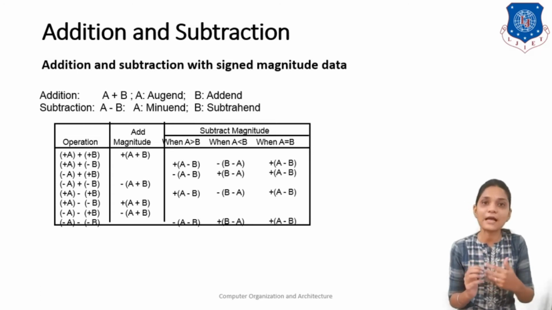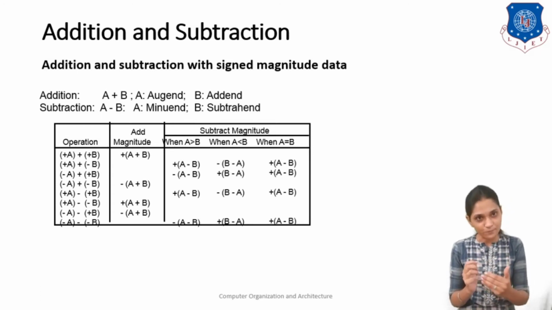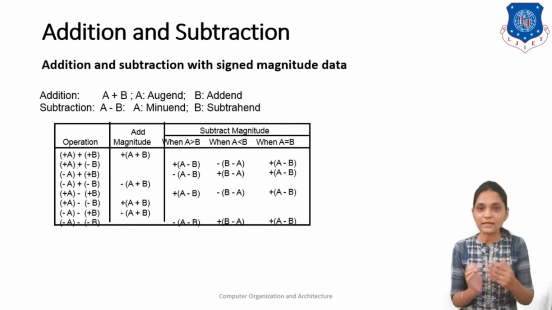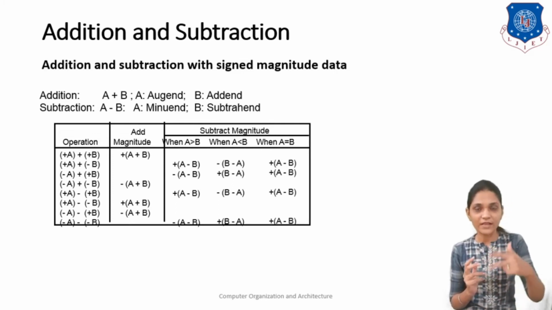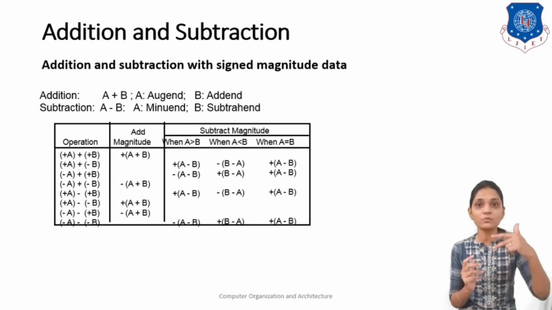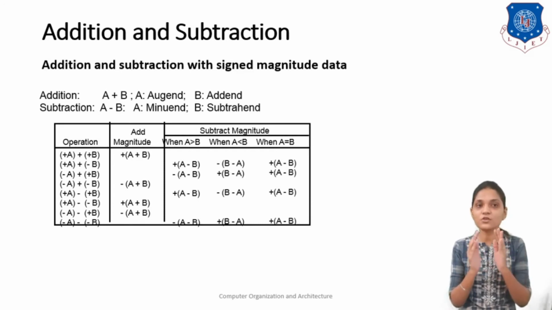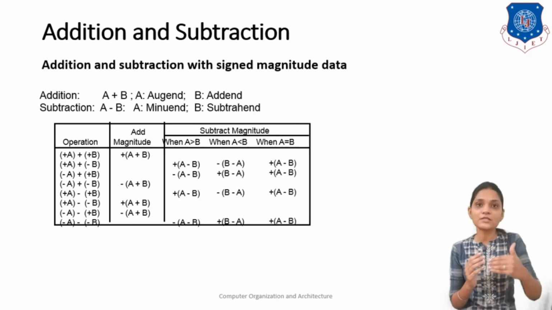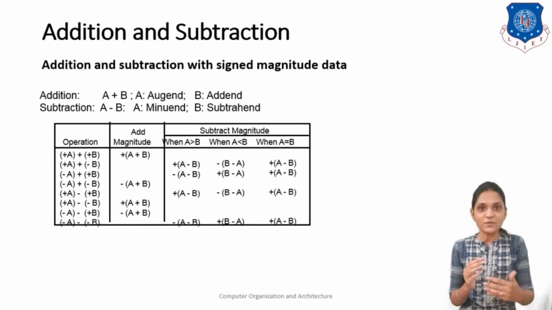How can you represent the sign of a number? By the MSB bit. Okay, if your MSB bit is 1, that means your number is negative. If your MSB bit is 0, your number is positive. And you have to check for these two numbers whether both are 1 or both are 0. That means if both are 1 or both are 0, then both numbers are positive or both are negative. And if one is 0 and one is 1, that means one number is positive and one number is negative. You have to check whether these two signs are 0 0, 1 1, or 0 1, 1 0.